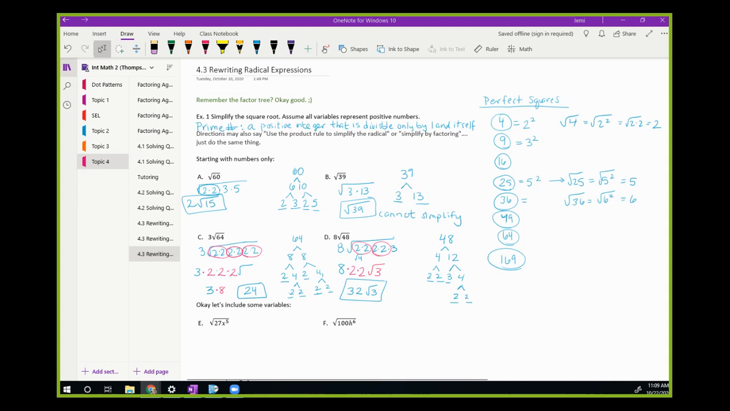So I have one for you to try now. Your turn. Please go ahead and simplify the square root of 18. Go ahead and try that one on your own.